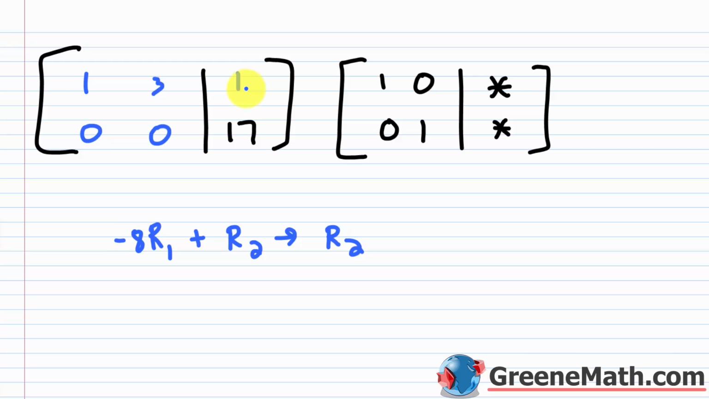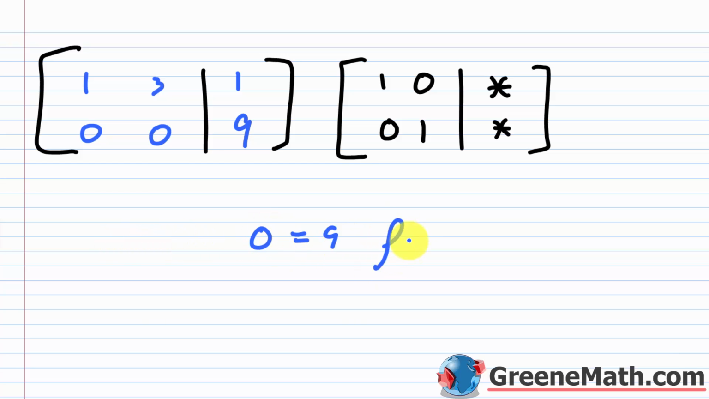Negative 8 times 1 is negative 8. Negative 8 plus 17 is 9. So let's stop for a minute and consider what we have. We have 0x plus 0y equals 9. What is 0x? It's 0. What is 0y? It's 0. So basically you have 0 plus 0, which is 0, equals 9, which is always false. So this is no solution, okay?